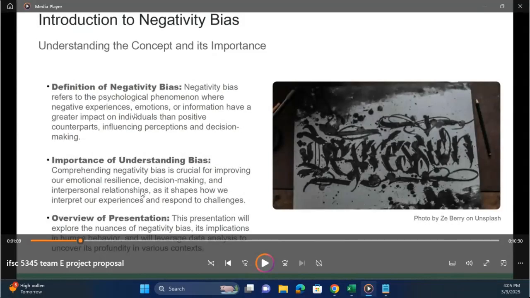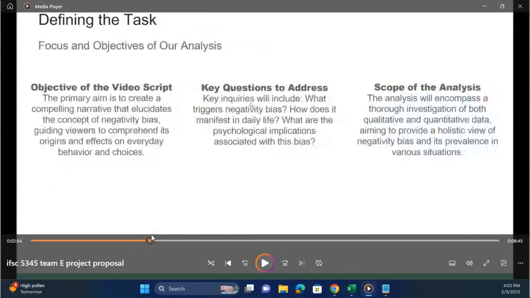I'm not sure if that's exactly what the team wants, but here you're talking about a presentation, and then later on, we're also talking about a video script, a video. So it's not a presentation and it's not a video. It should be an interactive visualization.